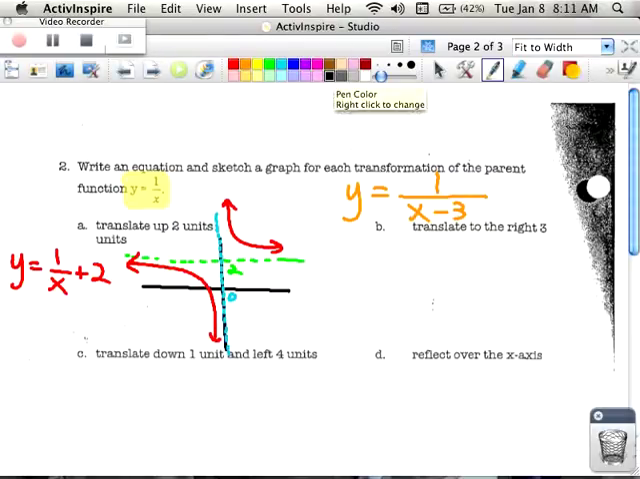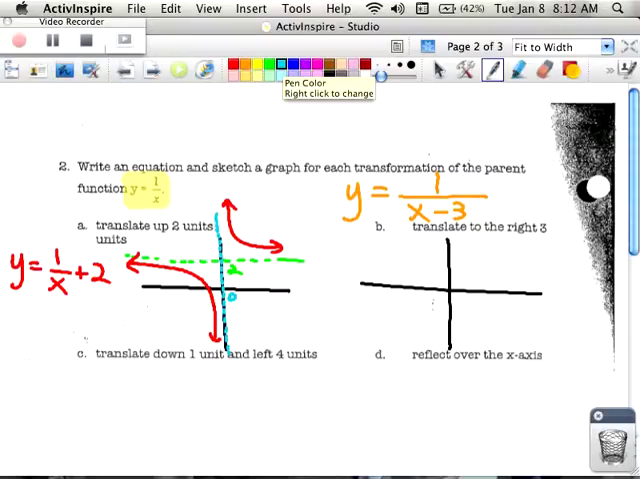I draw my coordinate axes to sketch it. And my asymptote, I know, is going to be 3 to the right, so I move that 3 units to the right. I know that's now at 3. My horizontal asymptote did not change, so I put that horizontal asymptote along the x-axis. That's my y equals 0 asymptote. And when I sketch this graph, since I moved 3 to the right, this is what my graph looks like.